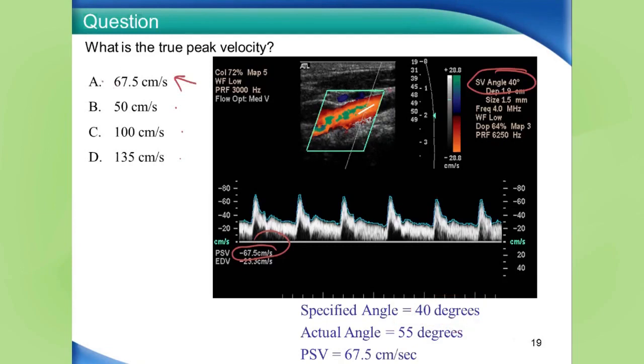Hopefully no one picked 67.5, because we know that we specified the angle incorrectly. If we angle corrected incorrectly, the velocity that's being displayed is incorrect. So the answer cannot be 67.5. That leads you down to these choices here. So let's see how we do this.